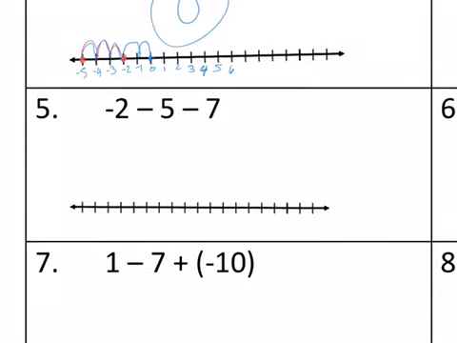Alright, looking at number 5. Negative 2 minus 5 minus 7. So all of these go in that direction. So I'm going to start with my 0 right there. I shouldn't have marked that. I should just write the number 0.